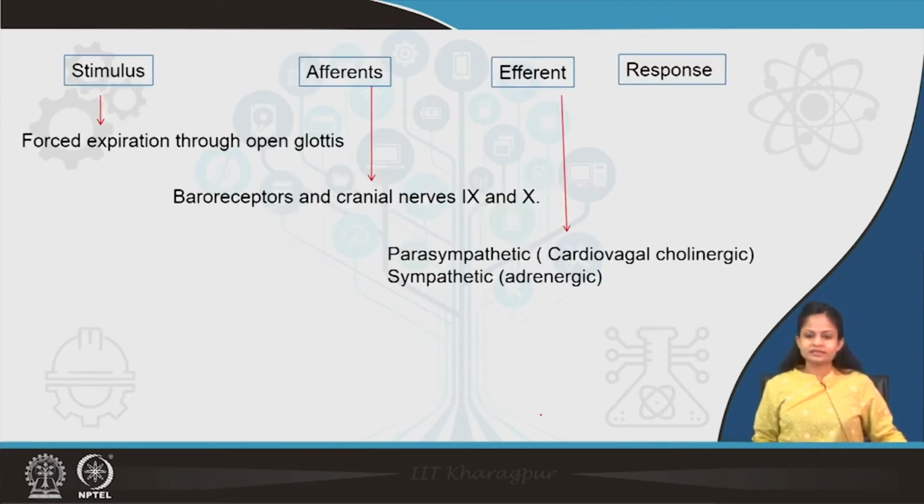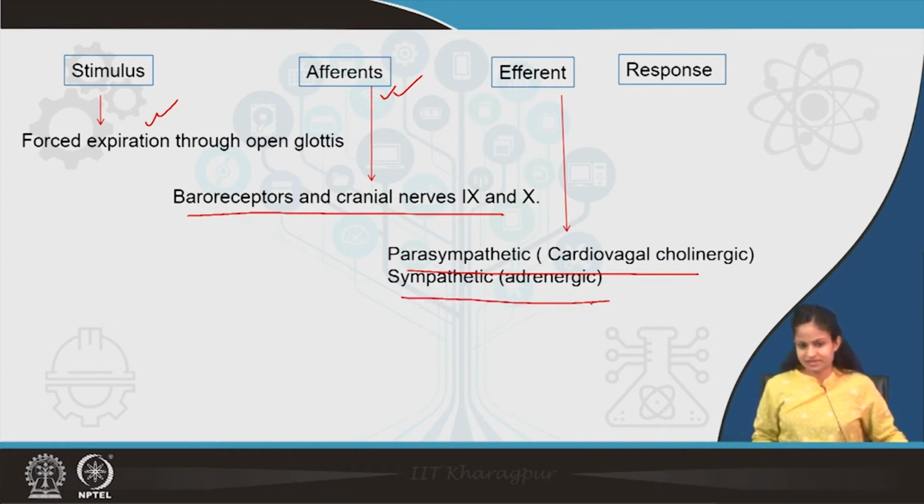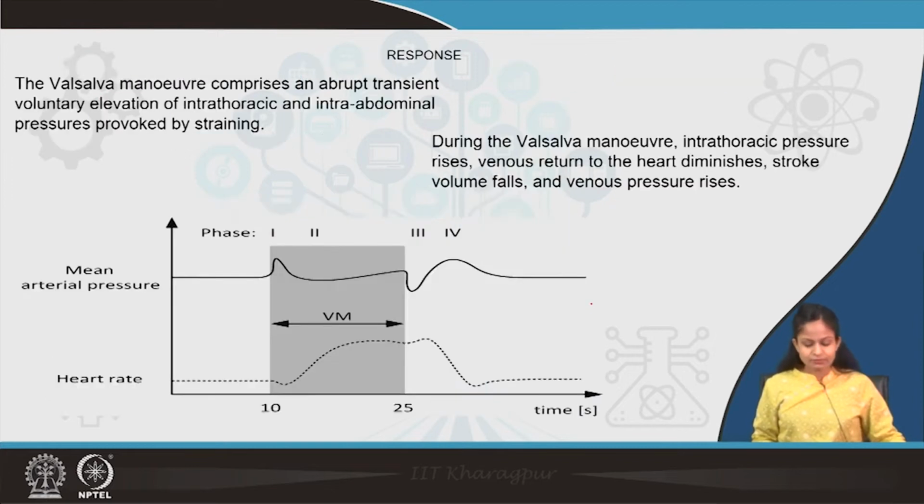Now, the stimulus here is the forced expiration through the open glottis. That is the stimulation. We are blowing into the mouthpiece, that is a forced expiration. The afferents here are the baroreceptors, and of course the afferent nerves, that is the sinus nerve, the glossopharyngeal nerve and the vagus nerve. The efferent here is the parasympathetic, that is the cardiovagal and cholinergic nerve fibers, as well as the sympathetic nerve fibers. The response we see is usually depicted in 4 phases.